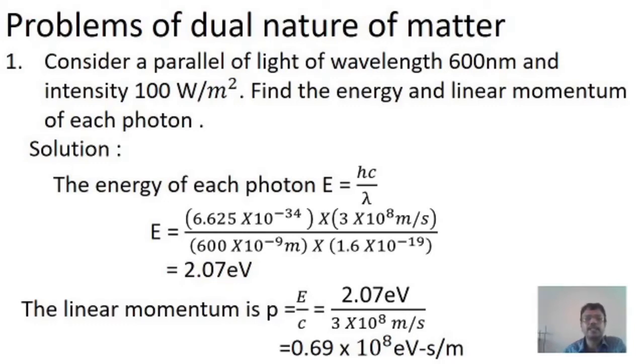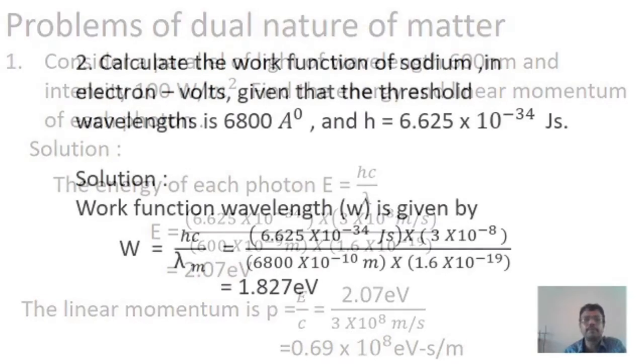Then energy E is equal to hc by lambda, according to Planck's law. Substitute the value of h: 6.625 into 10 power minus 34, 3 into 10 power 8 is the value of c, lambda 600 into 10 power minus 9, and 1.6 into 10 power minus 19. If you convert into electron volt, the energy is 2.07 electron volt. Then momentum P is equal to E by c, 2.07 by 3 into 10 power 8. The answer is 0.69 into 10 power minus 8 electron volt second per meter. This is problem number 1.